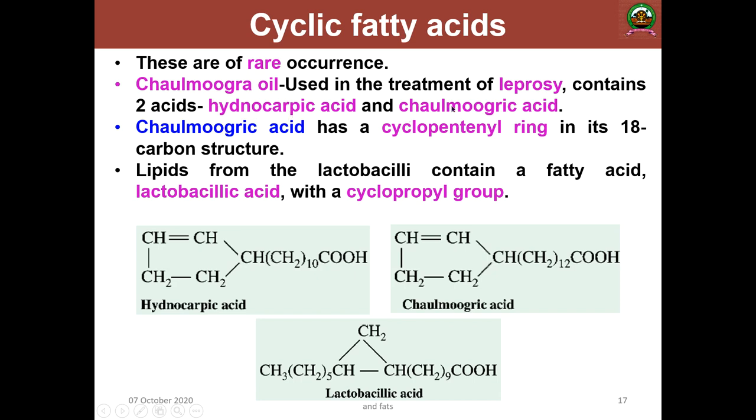hydnocarpic acid and chaulmoogric acid, okay, that is known as chaulmoogra oil. So chaulmoogric acid has a cyclopentenyl ring, okay, and it has an 18-carbon structure. Here you can see chaulmoogric acid. Here you can see a ring system, and in total there are 18 carbon atoms. If you count, you will be able to find 18 carbon atoms.